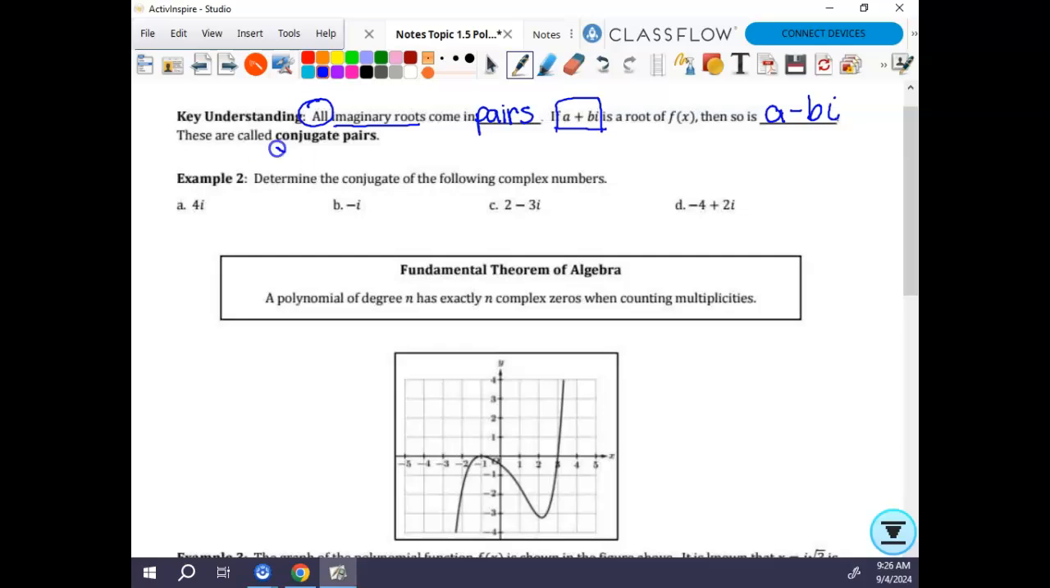So these are called conjugate pairs, which I know you talked about in Algebra 2 with imaginary numbers and with square roots. So you might have like 2 plus the square root of 3, so you have 2 minus the square root of 3, something like that.